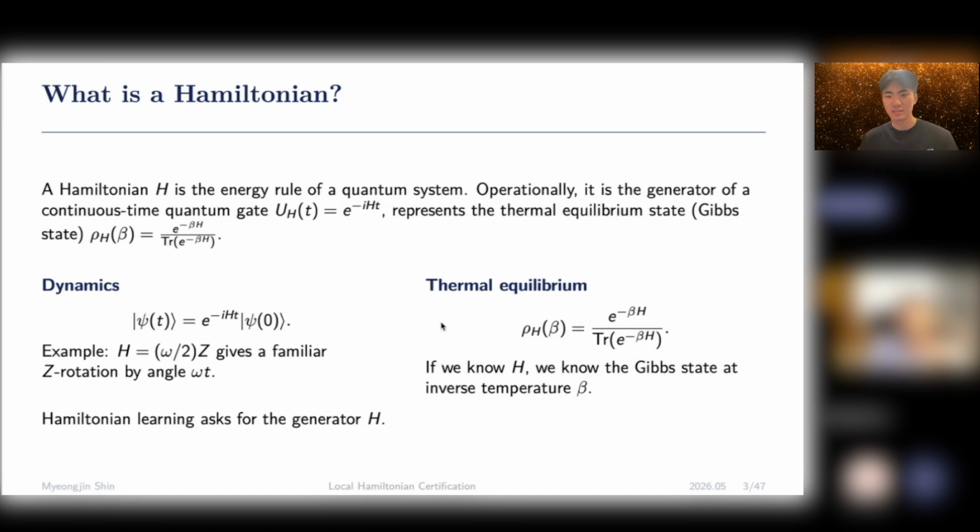And another setting is not querying, just doing some measurements on the Gibbs state. The Gibbs state is defined like this, where beta is the inverse temperature of the quantum system. If we know H, we can know the Gibbs state. But inversely, even if we have the Gibbs state, it is quite hard to know H. I will explain the details later. But the thing to remember on this slide is that we are going to learn and certify the Hamiltonian H in those two settings, the dynamics model and the Gibbs state model.